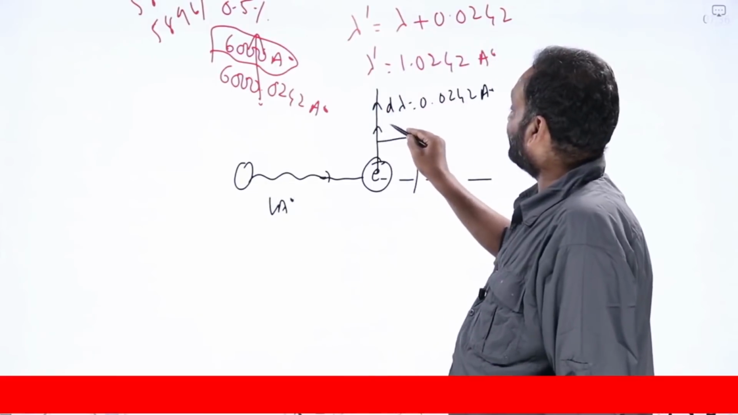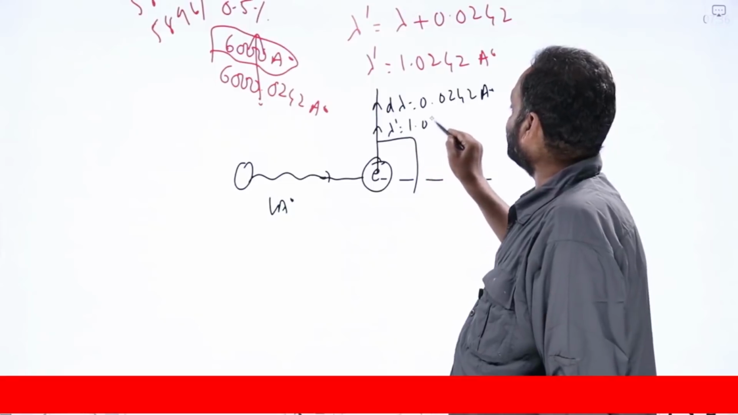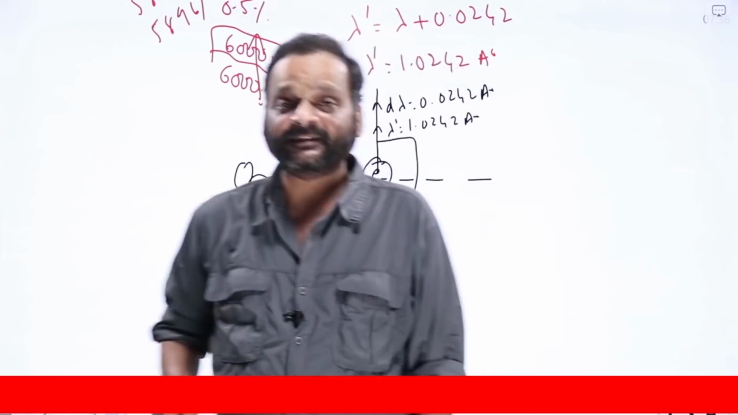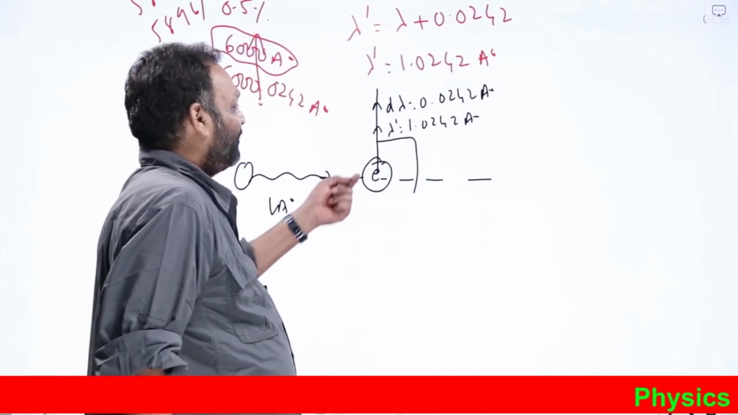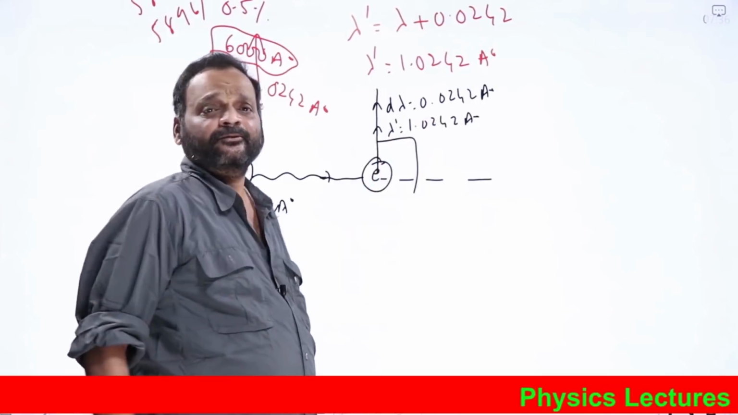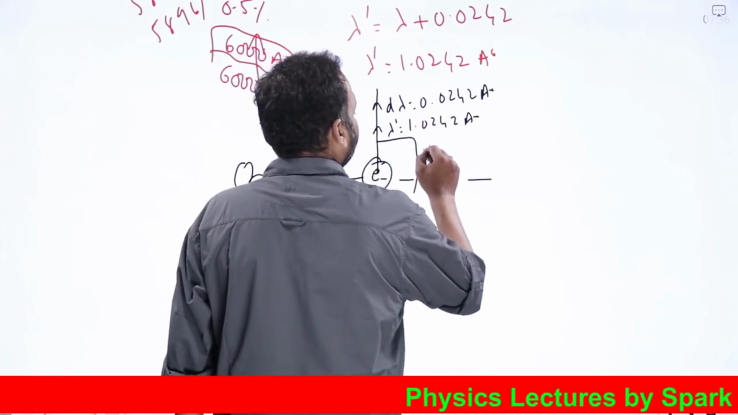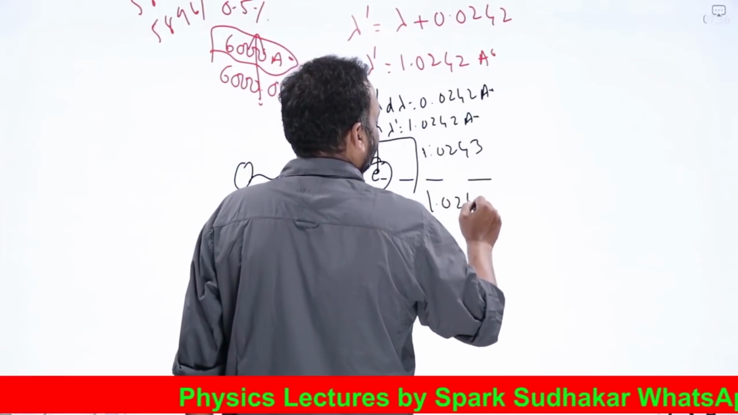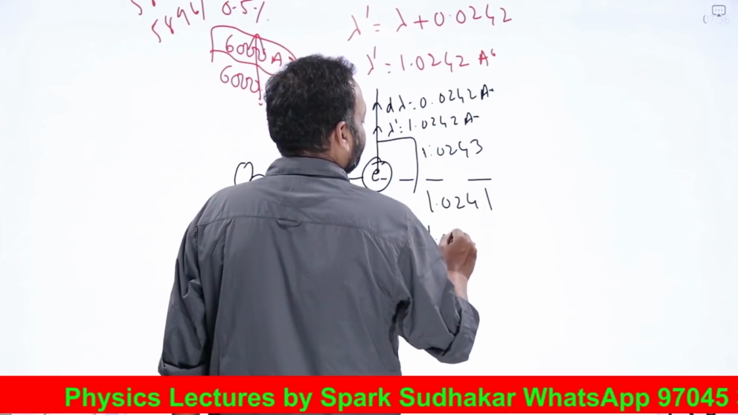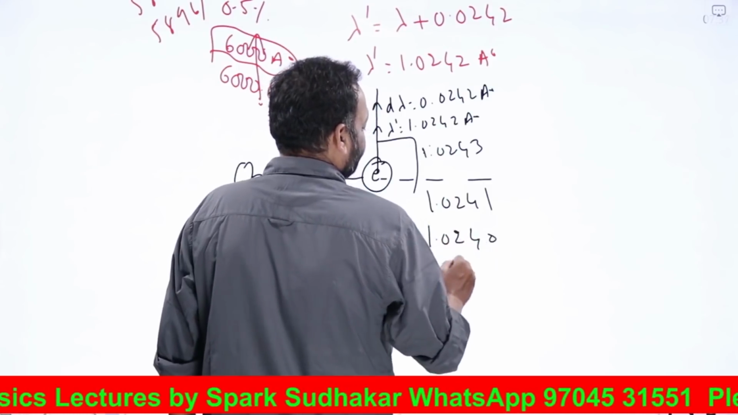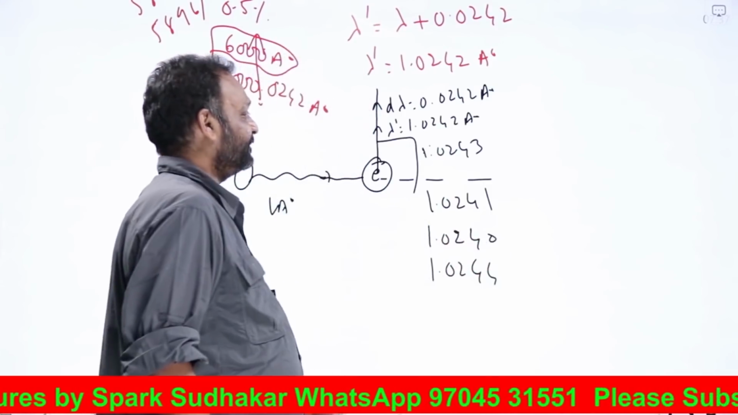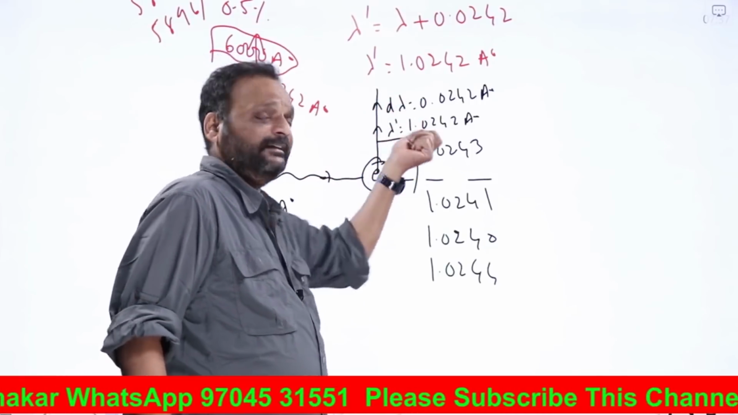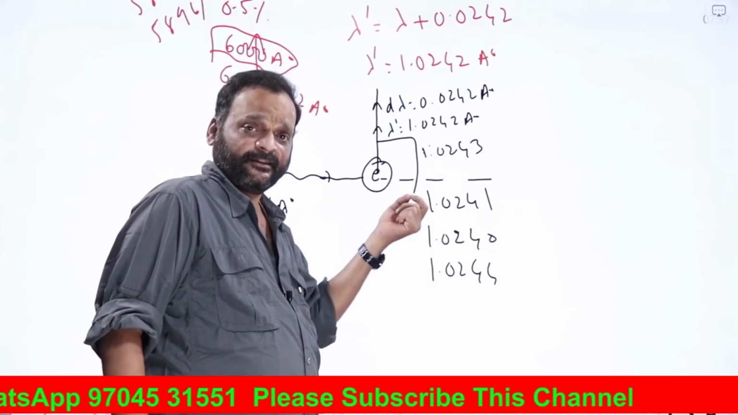If I send 1 angstrom X-rays, what do I expect? The wavelength lambda dash should be 1.0242 angstroms. But when people have measured carefully, they are not exactly getting 1.0242. They get values like 1.0243, 1.0241, 1.0240, 1.0244.